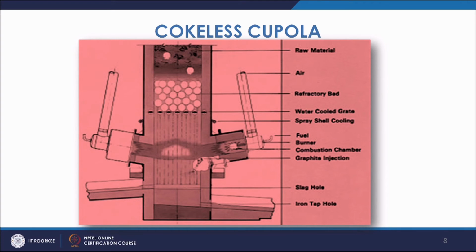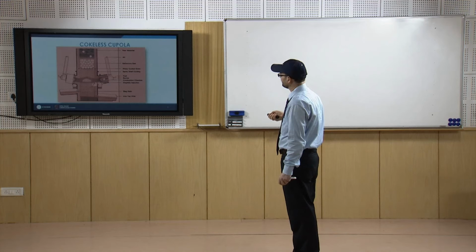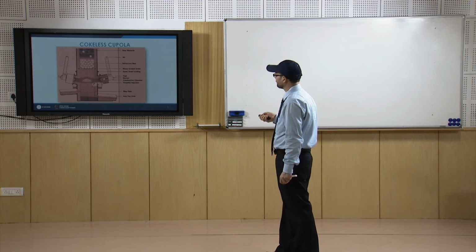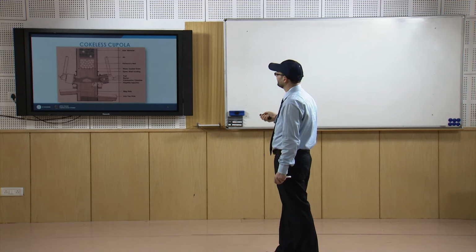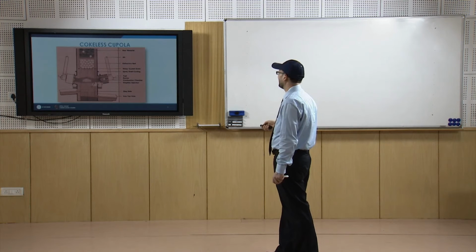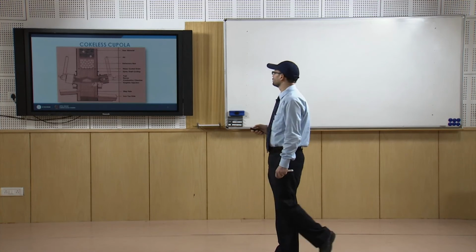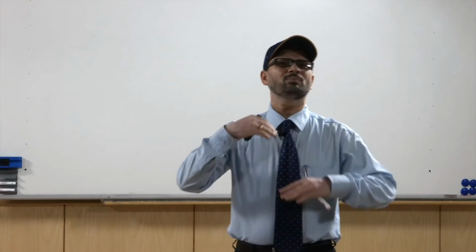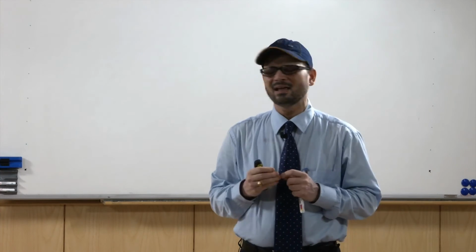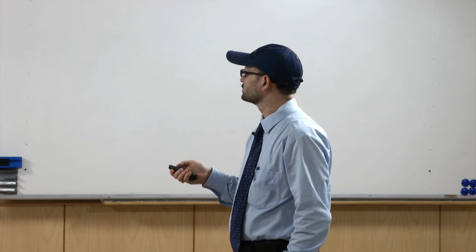You have fuel burners on both sides in the radial direction. On the periphery you have burners, which allow the gases, atomized fuel, and the product of combustion goes above and heats these ceramic particles. So, the raw material is heated, it comes down and then you have the collection of liquid metal at this place. Here you do not use coke, so it is more environment friendly and that is why it is known as cokeless cupola.